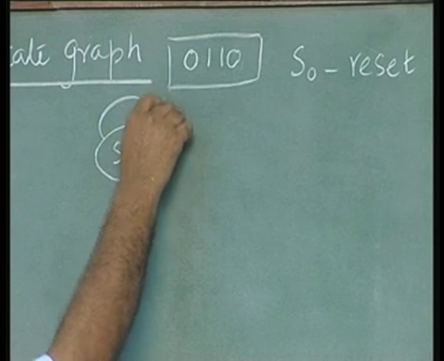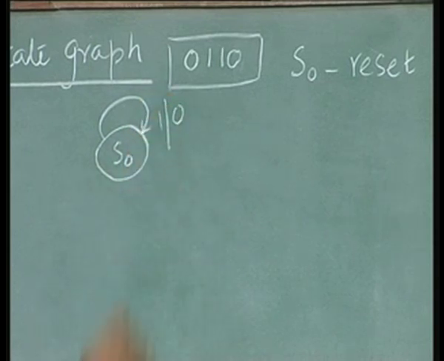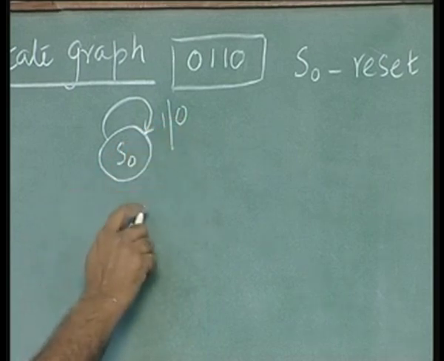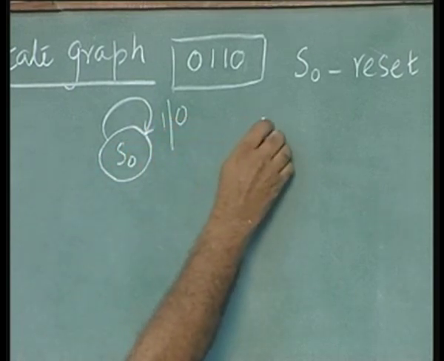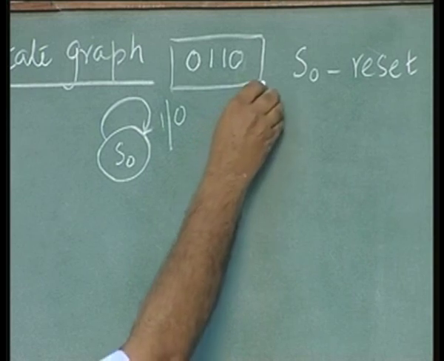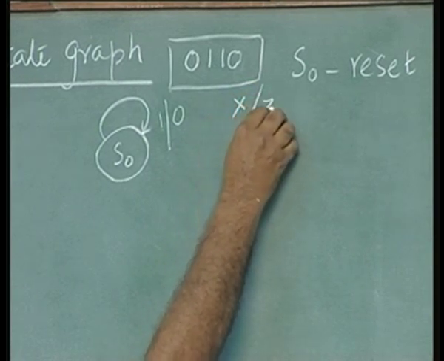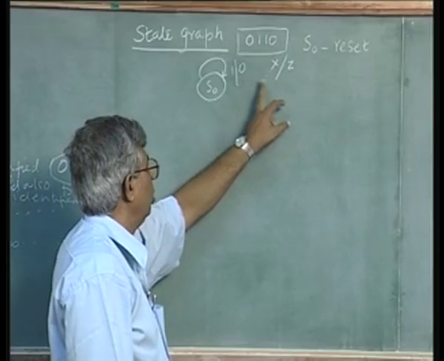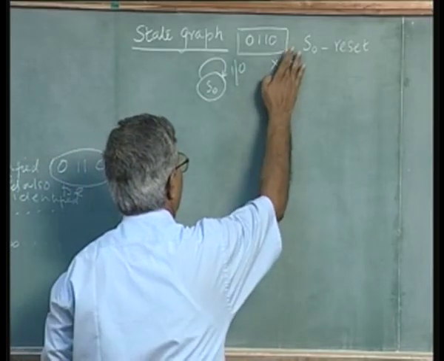I am here, in the same state, not producing any output. You know how it is done. First you write the input and next the output. So when you say 1 0, it means x slash z. Input and output are shown with a slash in between.